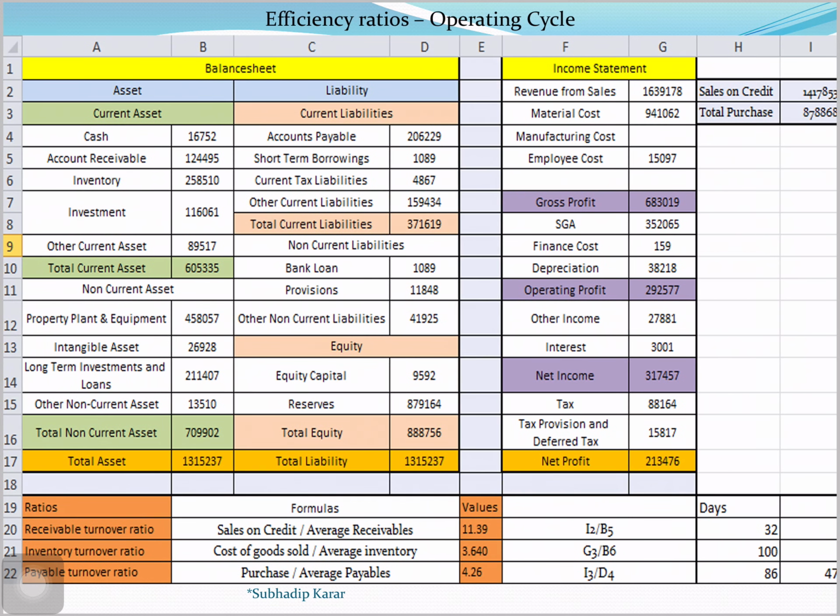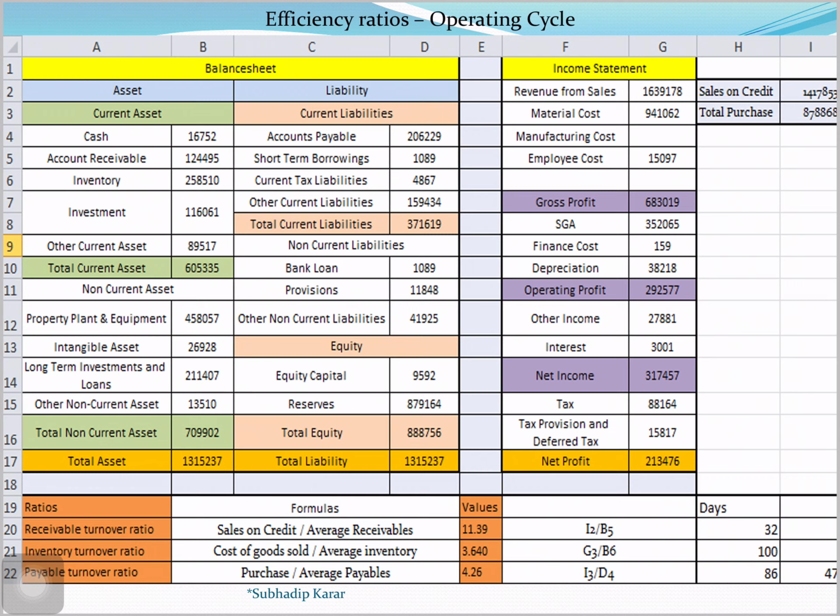The next set of ratios is called efficiency ratios. They are the most interesting ratios for me. This also shows the activity of the financial ratios, which shows how well the company is utilizing its assets and resources. It is an indicator of the various operating cycles.